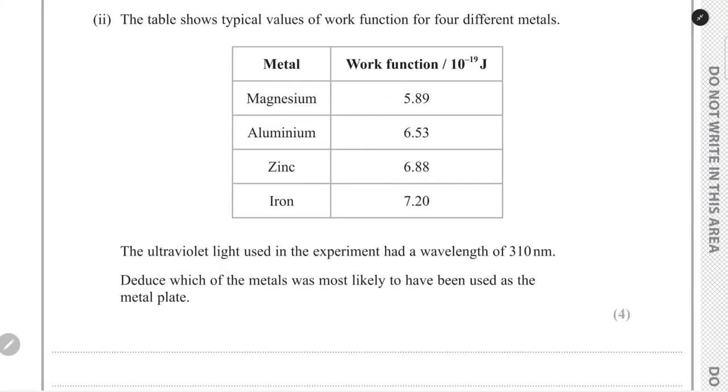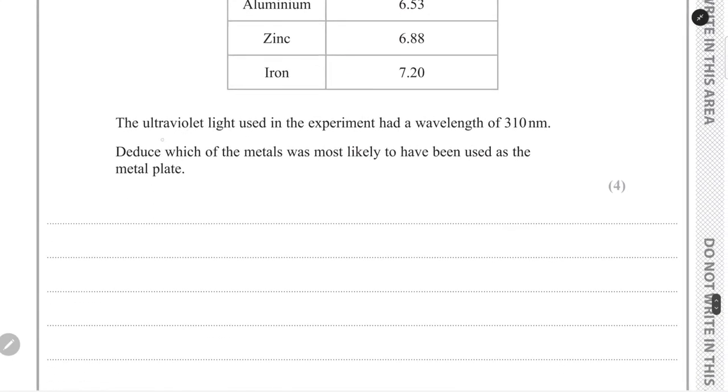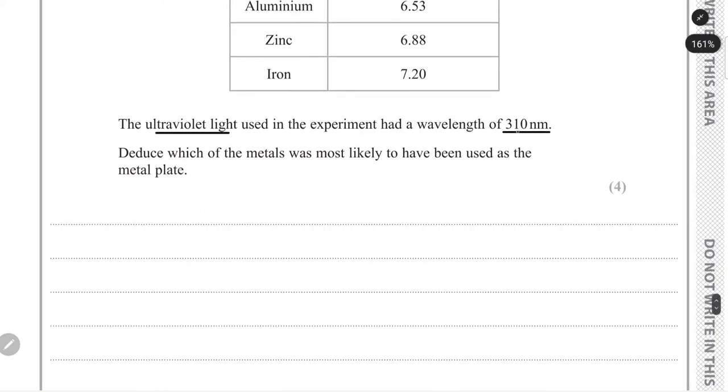Now in part 2, we are given the work function of some metals. We are given that the ultraviolet light used in this experiment had a wavelength of 310 nanometer. We have to find which of the metal was the most likely. From the wavelength we can find the energy of the photons. The energy would be hc by lambda.